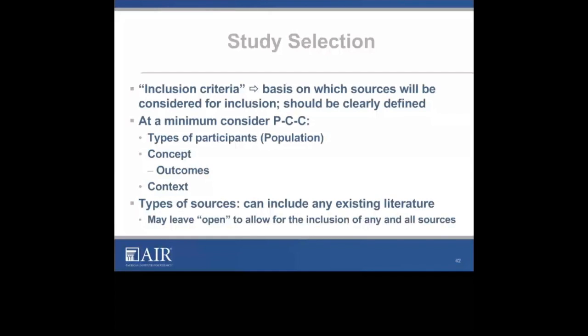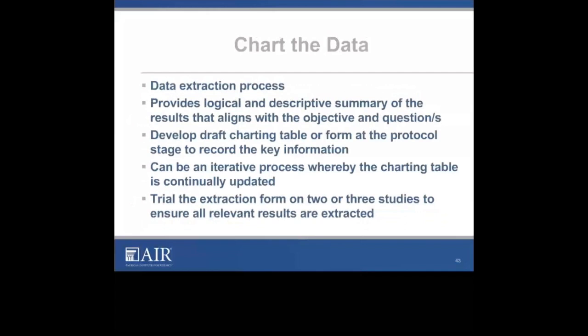As far as types of sources can go, we really can include any existing literature, ranging from the gray literature, the unpublished thesis, over some newsletter report, to the more fleshed out and focused research article.